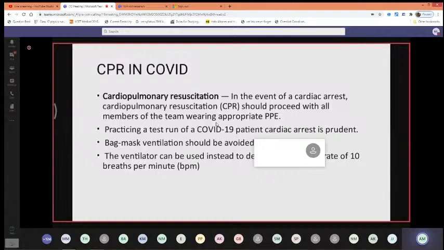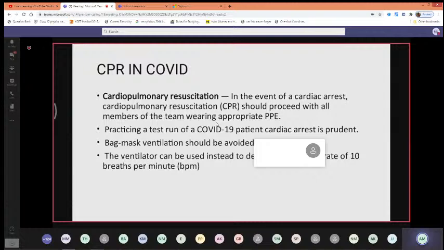So in case of a cardiac arrest, that's what we normally do, and we train our nurses and doctors for CPR in any event of cardiac arrest. Bag mask ventilation should be avoided because it causes a lot of aerosol generation. If possible, it should only be used with a filter. Otherwise, directly intubate and put the patient on a ventilator while doing CPR.